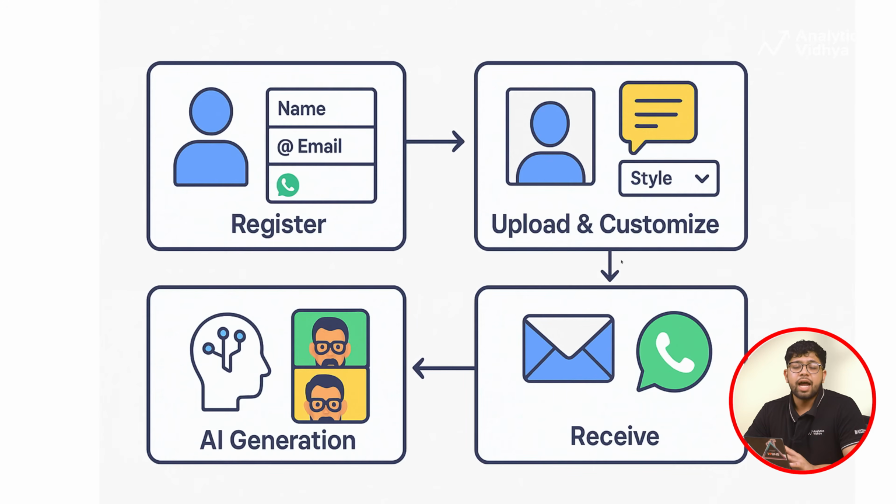Now, let's understand the architecture. First, the user provides their name, email, and their WhatsApp number. Then, user uploads or captures the photo, selects the phrase, and selects the style category. For example, in our case, caricature or Pixar style. And then, the app's AI engine creates three unique sticker variations in the background. And finally, the user receives their personalized stickers directly in their email and on their WhatsApp.